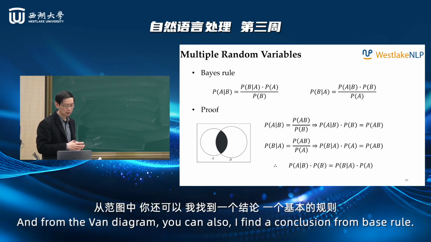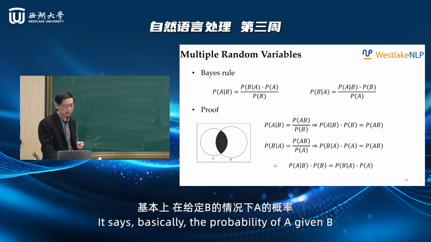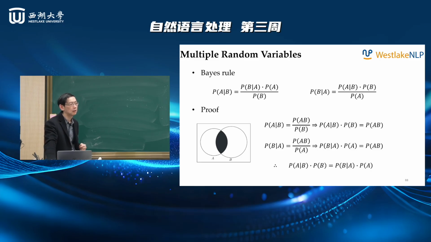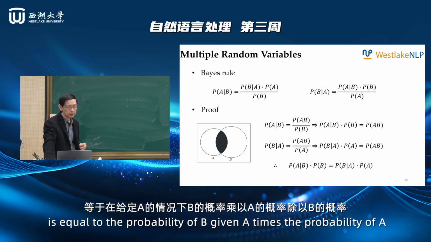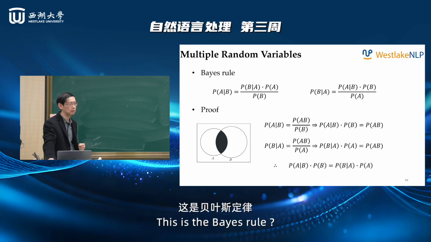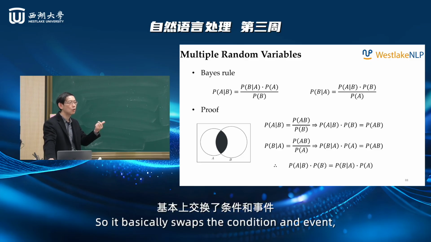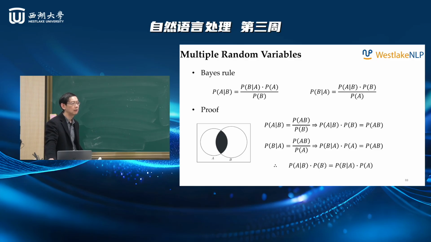And from the Venn diagram, you can also find a conclusion of Bayes' rule. What does Bayes' rule say? It says basically the probability of A given B is equal to the probability of B given A times the probability of A divided by the probability of B. This is the Bayes' rule. Basically it swaps the condition and the event.